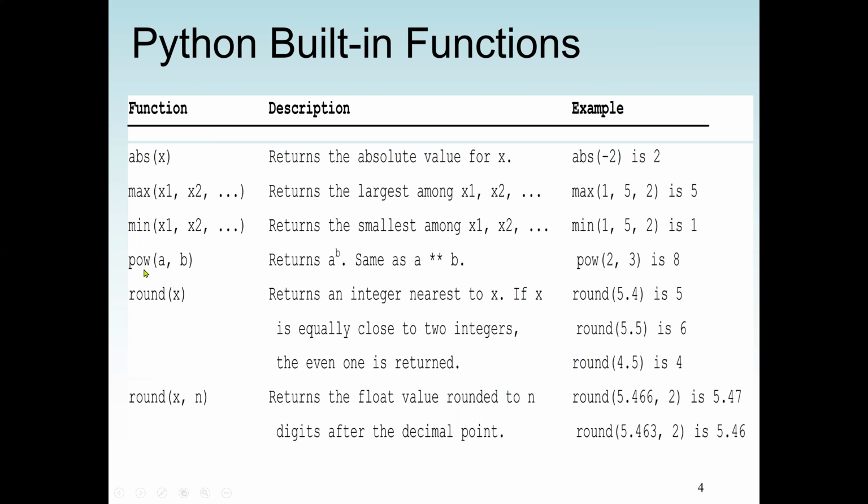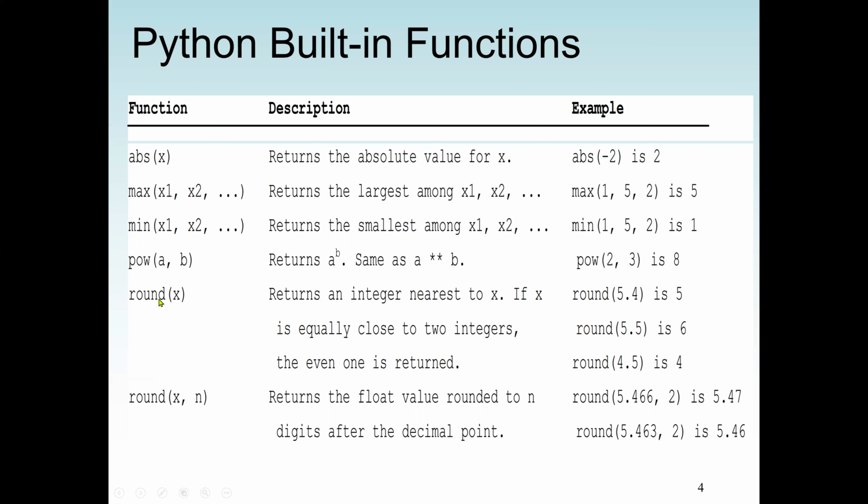Also, we have the pow function, which is the power function. It will return a to the power b. So always the first value will be the base value and the second value will be the exponent. So for example, here we have pow of 2 and 3, which is 2 to the power 3, and it will return 8.